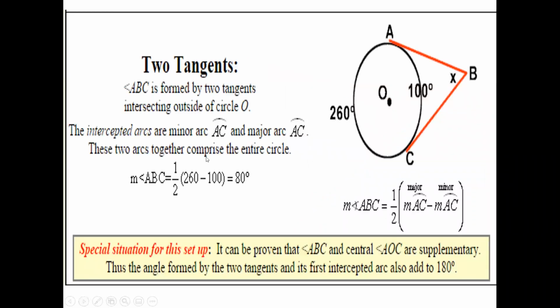260 minus 100, that will be 80. 260 minus 100 is 160 divided by 2, so that is 80. So the measurement of angle X is 80. Okay po. This is 80 degrees. Always ganun lang po: larger arc minus smaller arc divided by 2.